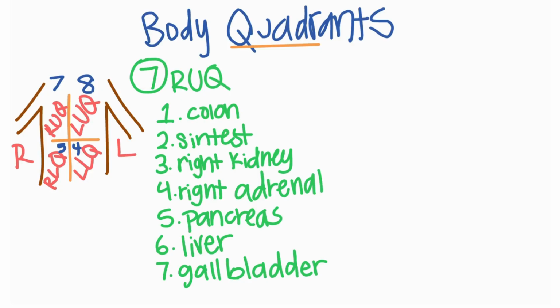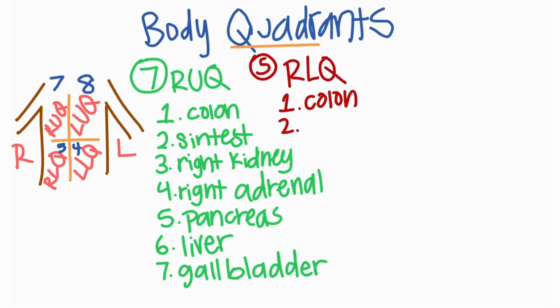lower quadrant. Now in the right lower quadrant, there's 5 organs. Let me do right lower quadrant, and there's 5. So in each of these, there's actually going to be the colon and the small intestine. And then in the right lower quadrant, you're also going to find the urinary system. So you're going to have the right ureter. Let me show what that is.